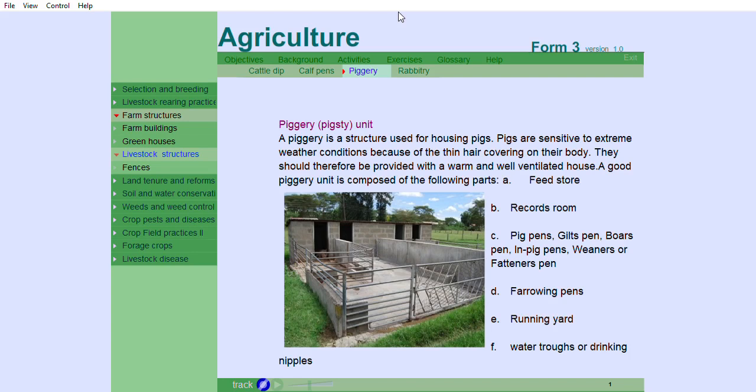A good piggery unit is composed of the following parts: feed store, records room, pig pens, gilts pen, boar's pen, in-pig pens, weaners or fatteners pen, farrowing pens, running yard, water troughs or drinking nipples.